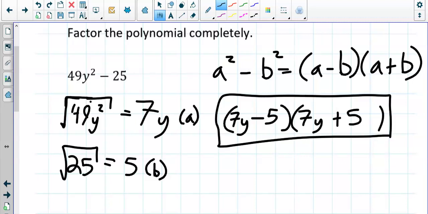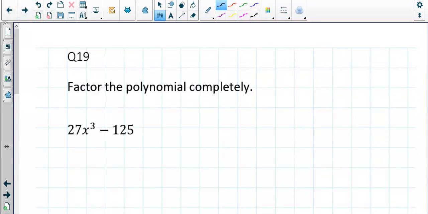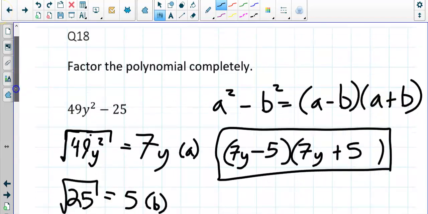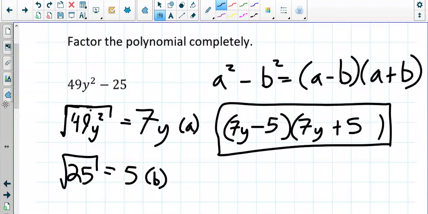Because the next one, they're cubes, right? But there is something similar to this that we're going to do. Going back. Whatever you need.